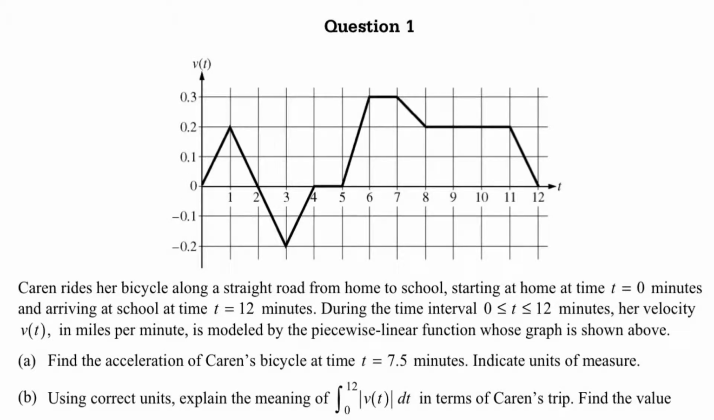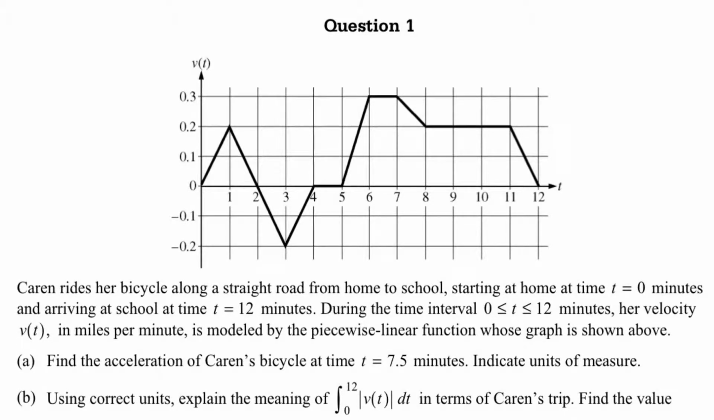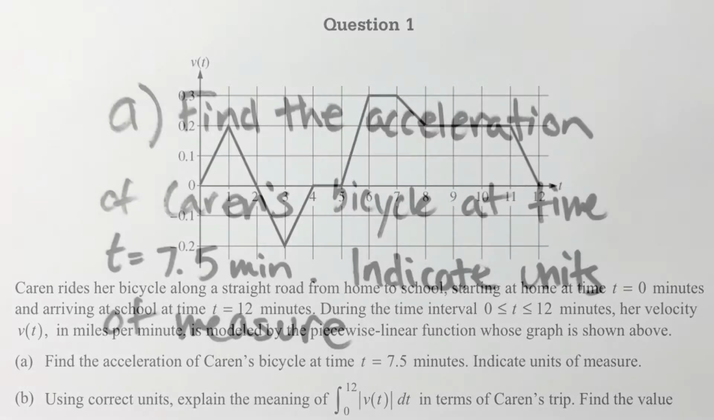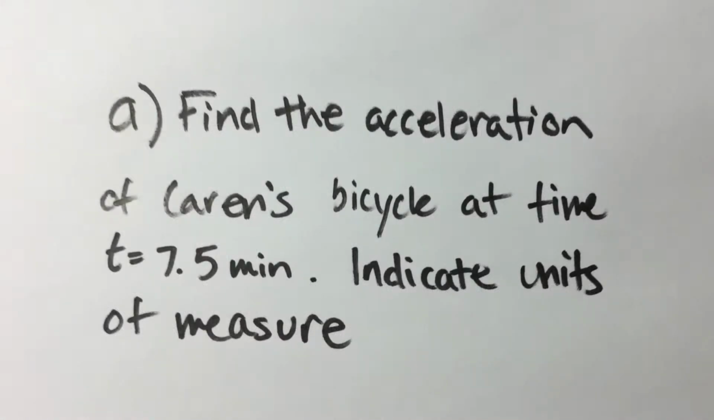For question 1, it states, Karen rides her bicycle along a straight road from home to school, starting at home at time t equals 0 minutes and arriving at school at time t equals 12 minutes. During the time interval 0 is less than or equal to t and t is less than or equal to 12 minutes, her velocity v of t in miles per minute is modeled by the piecewise linear function whose graph is shown above. Find the acceleration of Karen's bicycle at time t equals 7.5 minutes. Indicate units of measure.